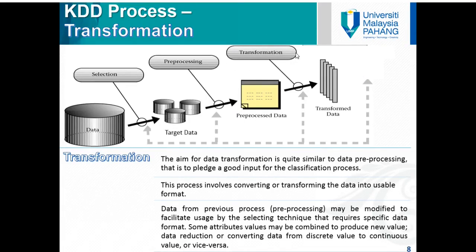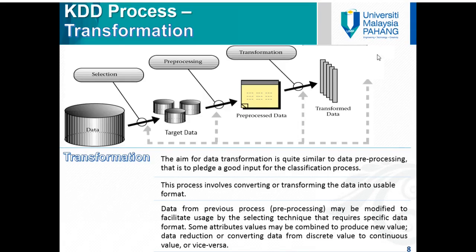So transformation will format the data into a usable format. This can happen by using certain techniques that require specific data formatting. We also transform data by, for example, combining some of the attributes that exist in the processed data to produce a new value. In transformation, we are just transforming the pre-processed data into a usable format to be used for the data mining process.